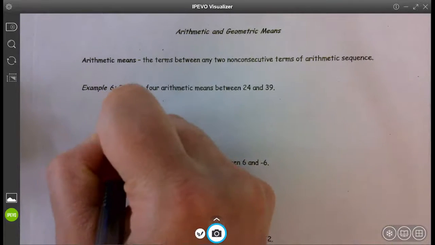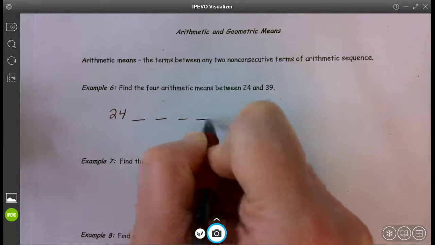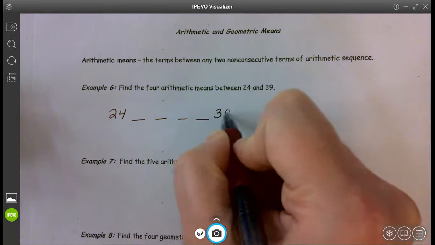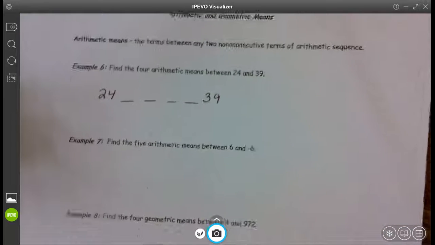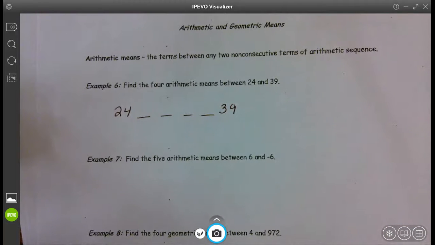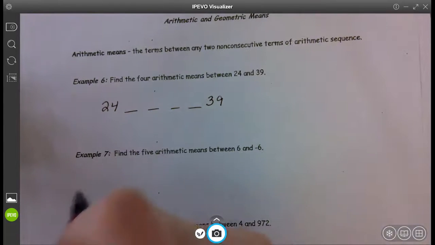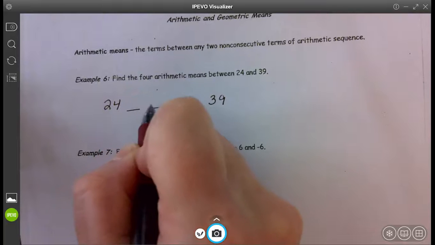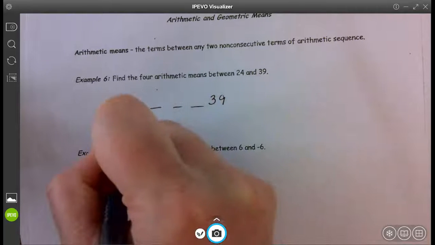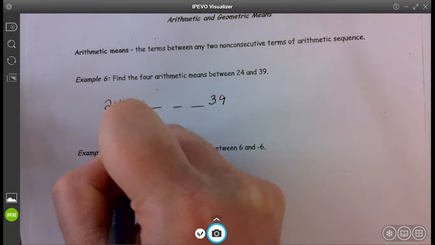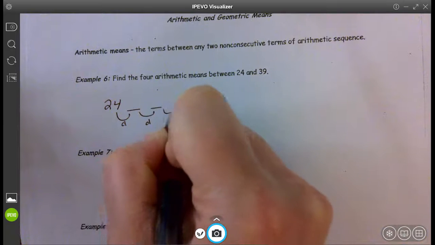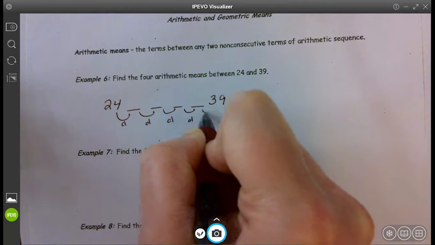So if I start out with 24 and there's 4 arithmetic means, it means that there's 4 numbers in between 24 and 39. Students can usually figure out how to do this. So why don't you try, pause the video, and figure it out. Notice I'm going to have a common difference every time. You don't know what that common difference is, but it's going to be added, and then added, and then added, and then added, and then added.